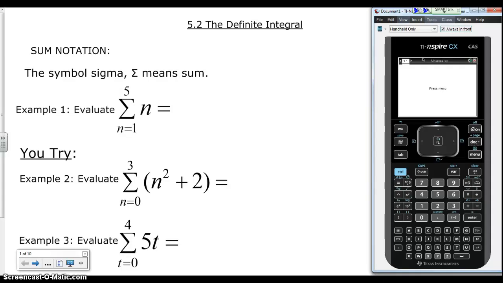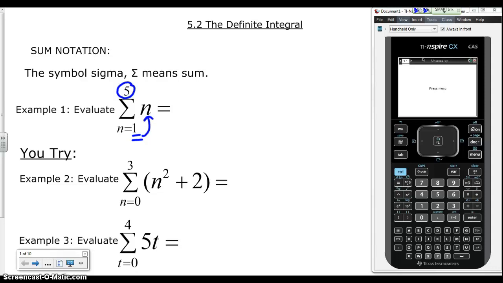So the first thing we're going to do is review sigma, or sum notation. Hopefully you remember this from Algebra 2 Trig. If you see something like in example 1 with the sigma symbol, the number in the bottom is the first number, and the number at the top is your ending number. What sigma wants you to do is plug in all the numbers from 1 to 5 into the function and add them together, because sigma means sum.